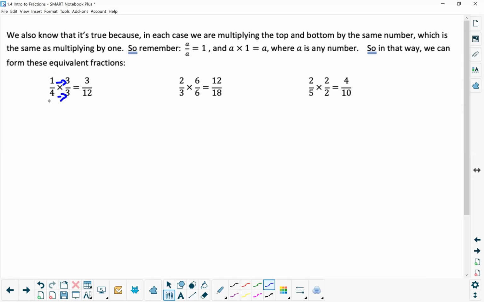3 times 1 is 3, 4 times 3 is 12. Likewise, we could take 2/3, multiply by 6 over 6. 2 times 6 is 12. 3 times 6 is 18. And 2/5, multiply by 2 over 2. We get 2 times 2 is 4. 5 times 2 is 10. This method of finding equivalent fractions is going to become important when we do addition and subtraction of fractions.